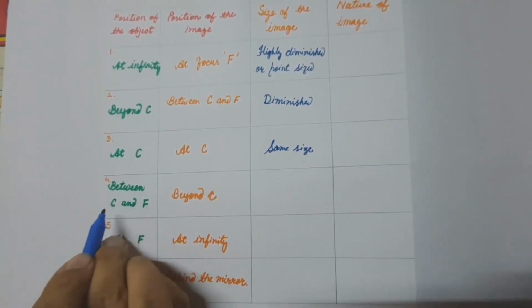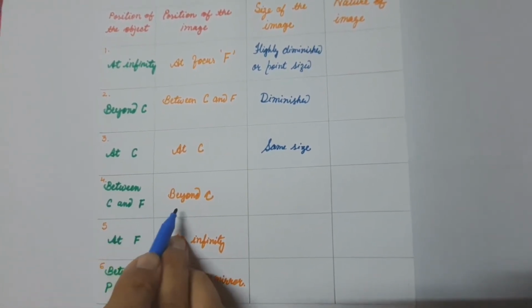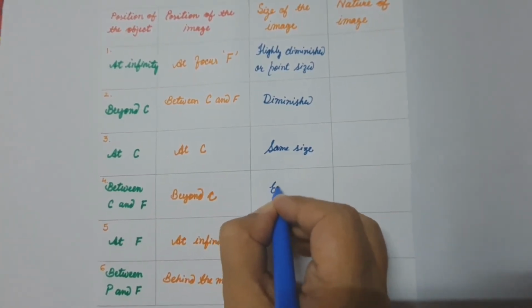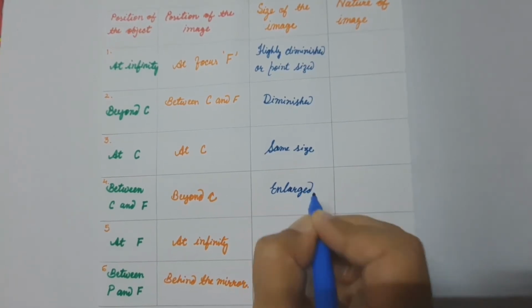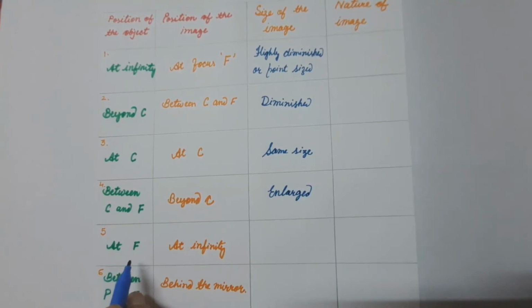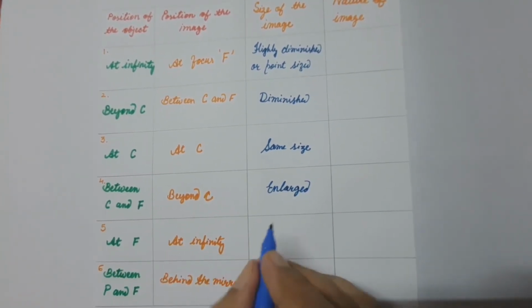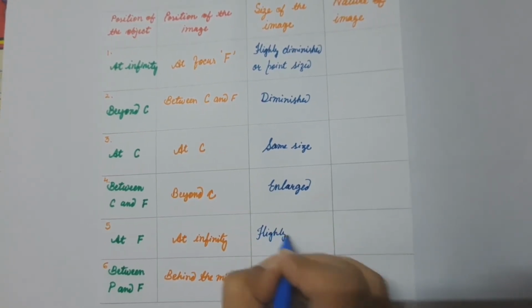Fourth case, between C and F. When the object is between C and F, then the image will be formed beyond C and its size will be enlarged, means somewhat bigger size. Fifth case, when the object is at focus, the image will be formed at infinity and its size is highly enlarged.